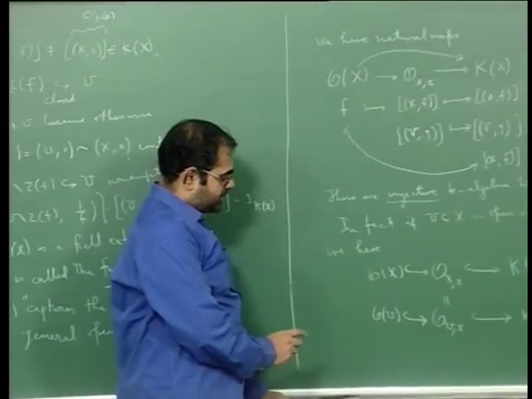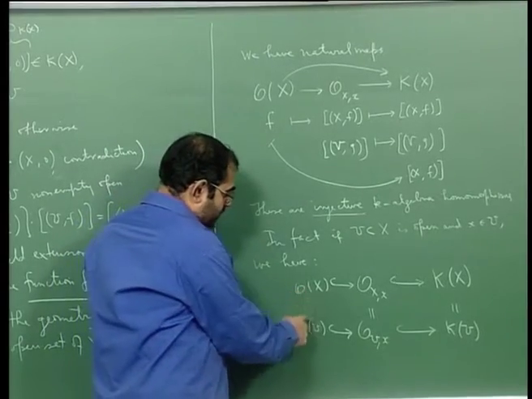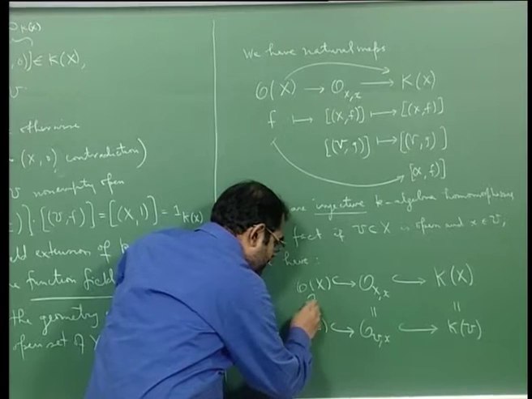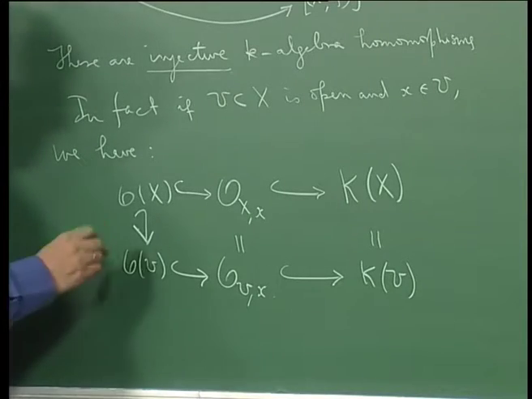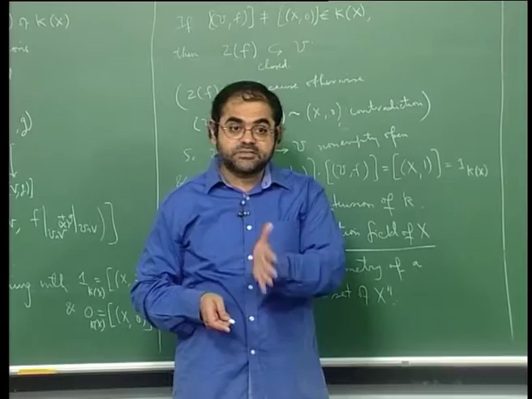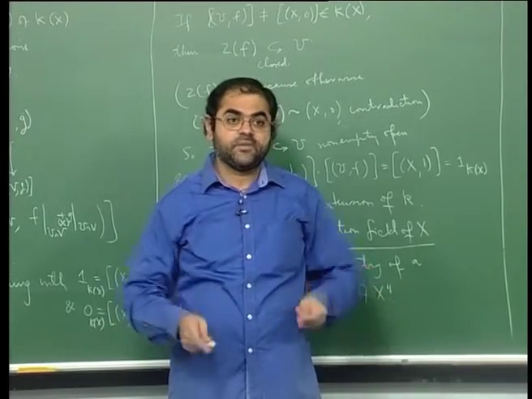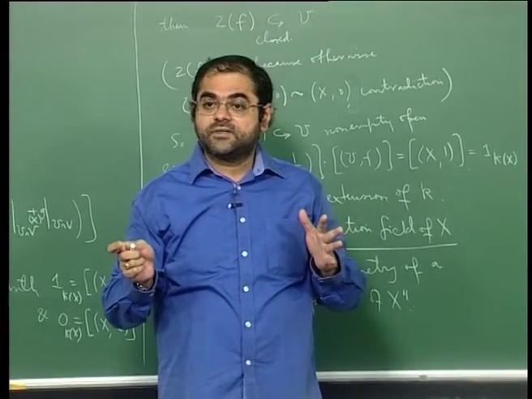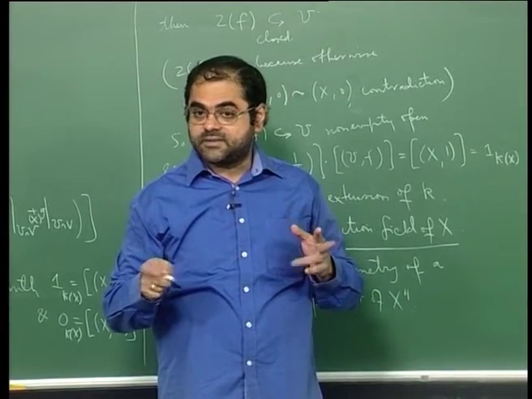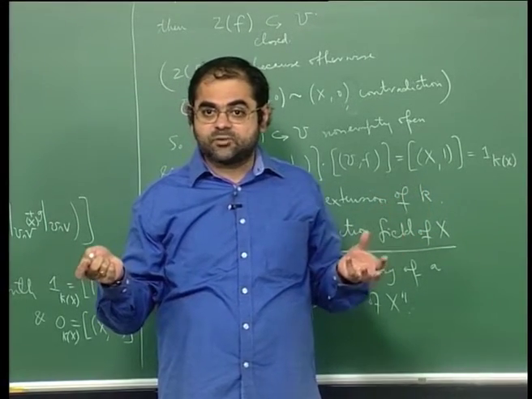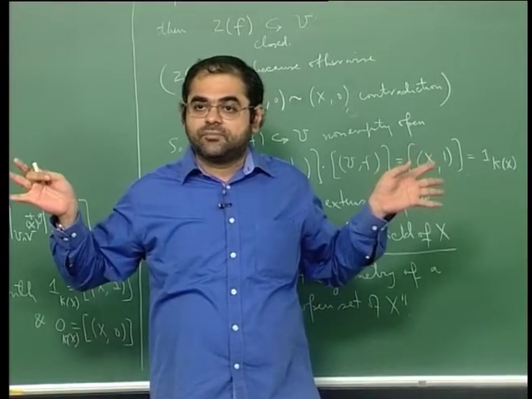And of course what's happening here is that you also get an inclusion like this, because every regular function on X can be restricted to give you a regular function on U, and these restrictions of functions are all injective because of the same old reason: if two regular functions coincide on a non-empty open subset, then they have to coincide everywhere. Or another way of saying it is, if a regular function vanishes on an open subset, then it is identically 0, it will vanish on the whole variety.